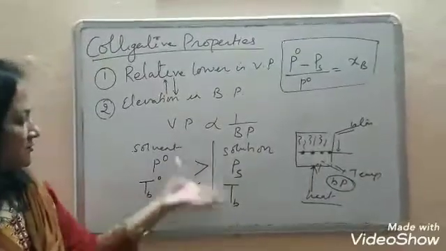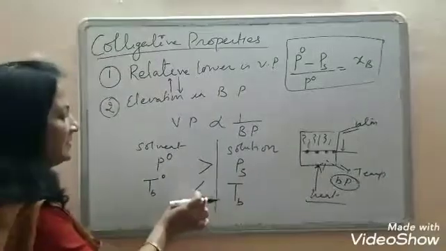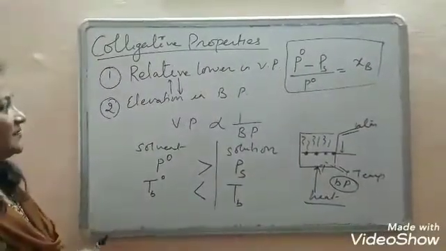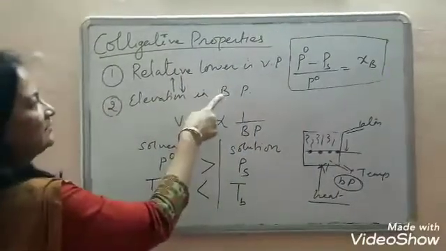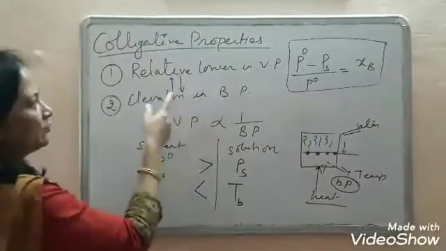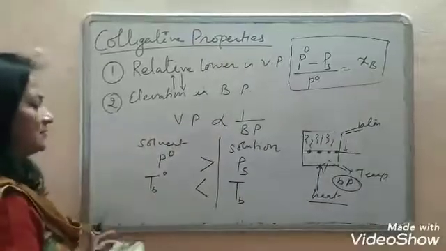So these two terms are very, very important. P naught is greater than Ps, so Tb naught would be lesser than Tb. Okay, so this is elevation in boiling point, because vapor pressure is lowering, that's why boiling point is increasing. So it means the boiling point of a solution is always more than that of the solvent.